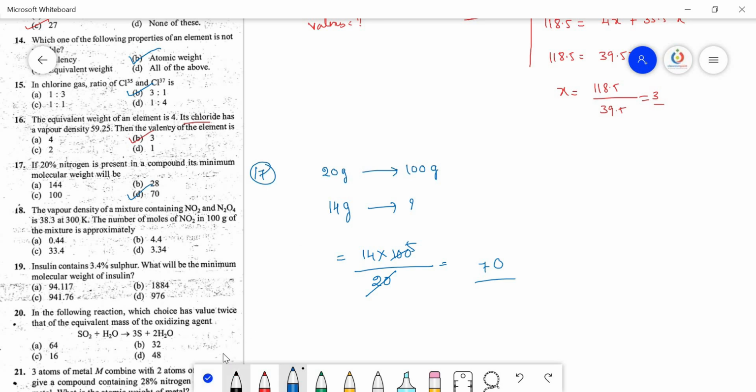So just solve the remaining 4 questions and try to report to me, because similar questions have been solved already. Hope you understood today's lesson. Thank you.